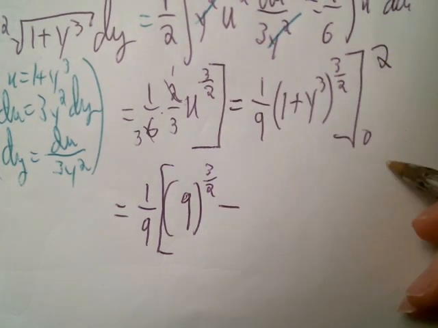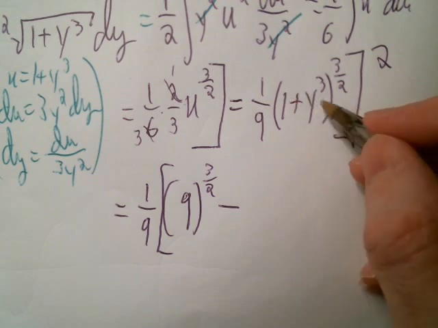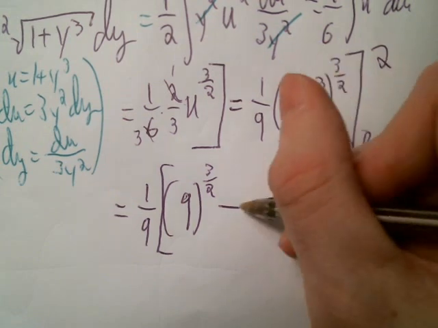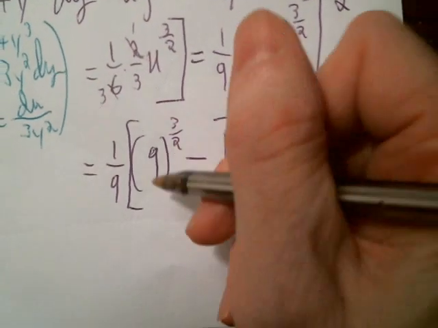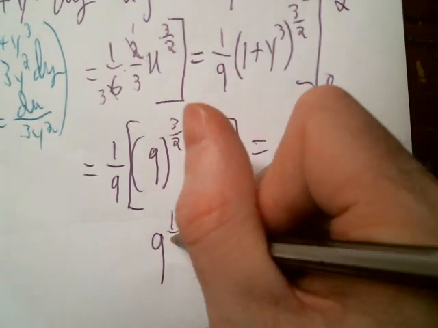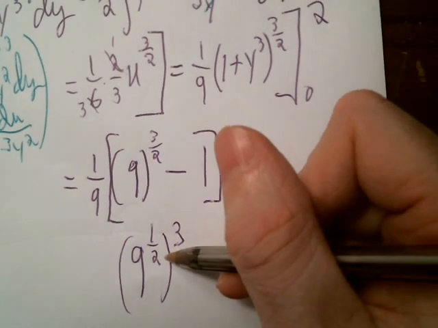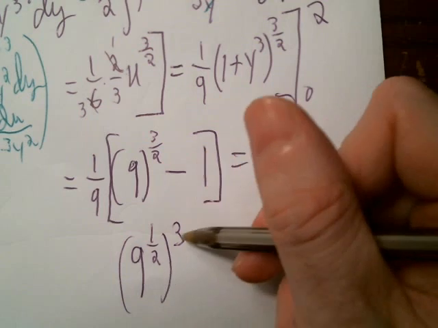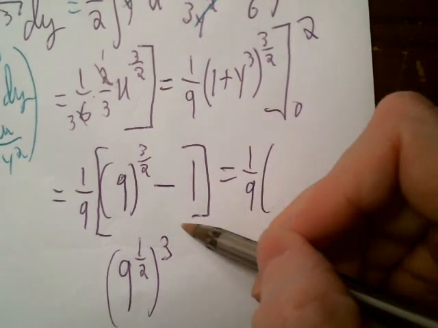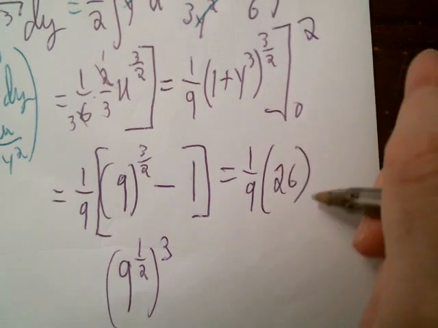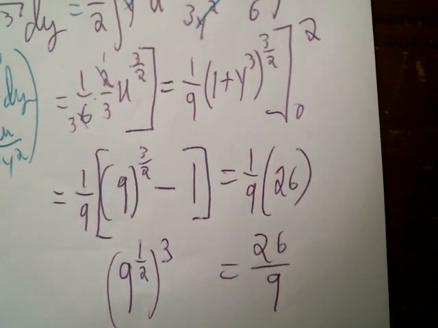And then minus, plug in 0. It won't be 0, right? So it's 1 plus 0, which is 1. 1 to the 3/2 is 1. You can evaluate this part. 9 to the 3/2 is the same as 9 to the 1/2 cubed, right? And 9 to the 1/2 is the square root of 9. That's 3, and then 3 cubed is 27. So I have 1/9 times 27 minus 1, which is 26. In other words, 26/9.